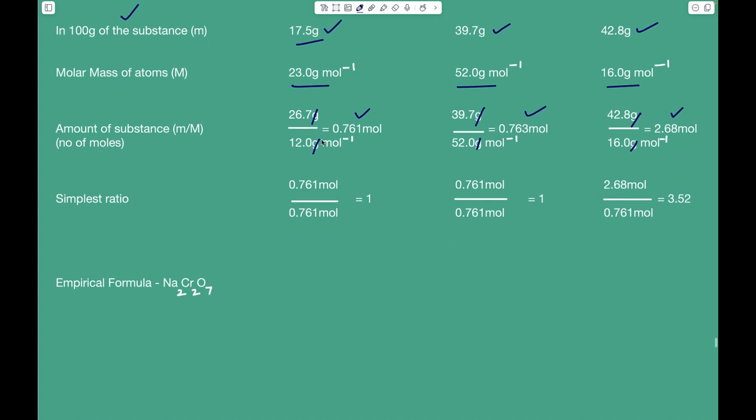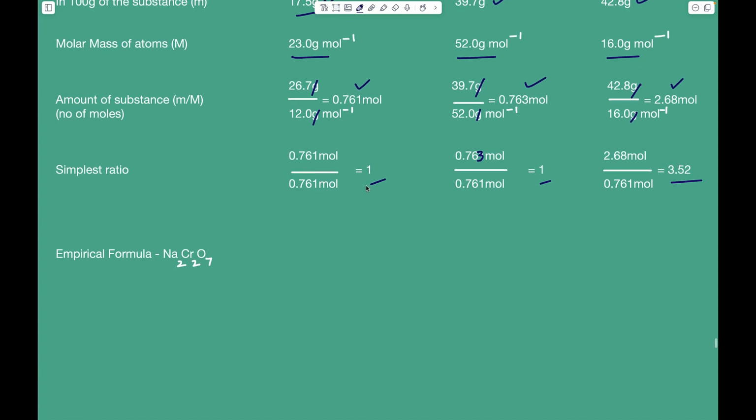And to get the simplest ratio, you have to divide these by the smallest of these three, and that is 0.761 mole. And this ratio then becomes 1. This is again 1. Actually, this must be a 3, and it is approximately 1 within the experimental error. And upon simplification, this ratio gives you 3.52. So the simplest ratio came to be 1 to 1 to 3.52.